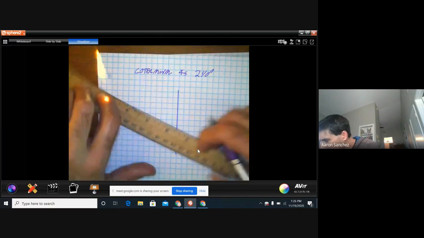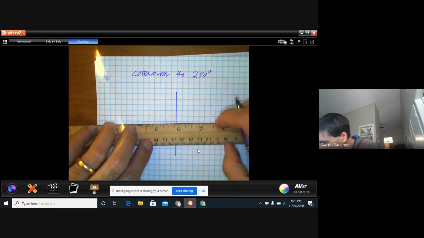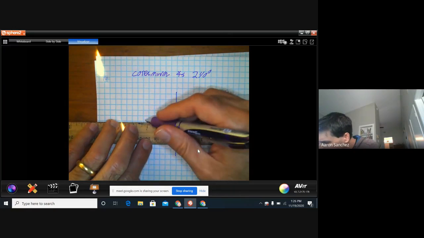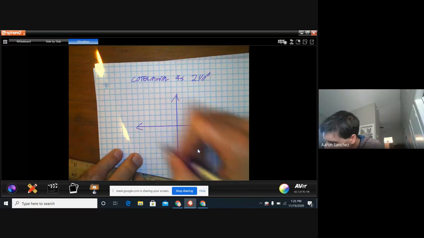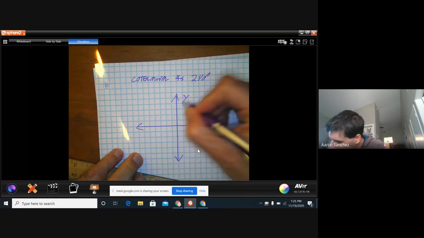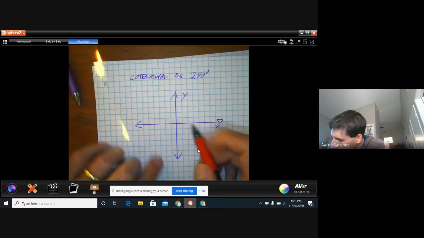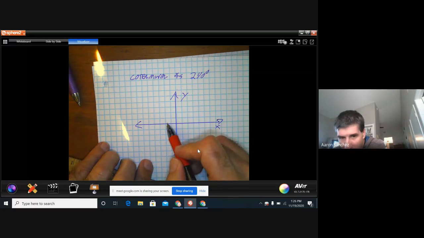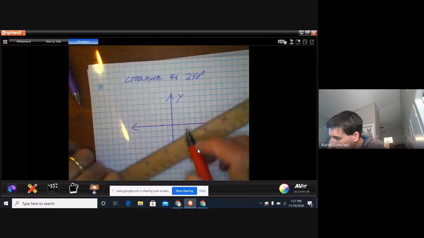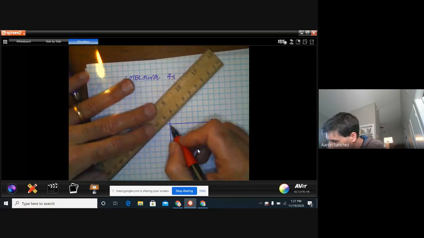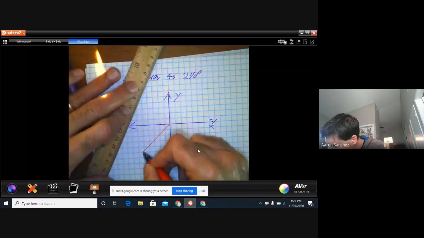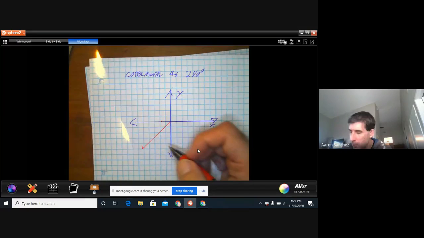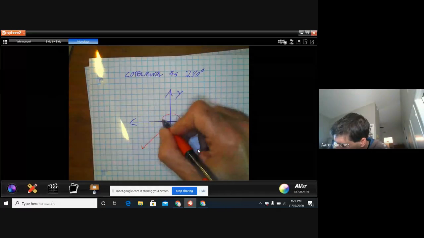Now, you don't need to draw this, but I'm going to draw it so that you can figure out how we get that answer. All you have to do is figure out where 240 is. This is my x-axis and my y-axis. If I go from here to here, that's 180. Then to add another 60 degrees is going to be 240. So 240 will be over here.